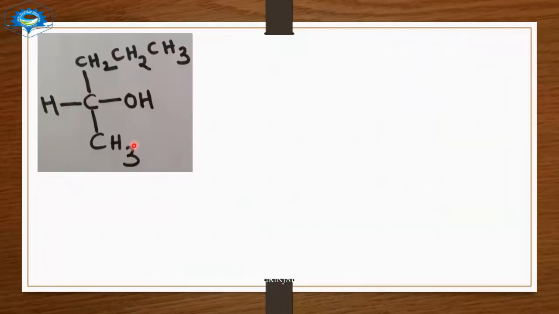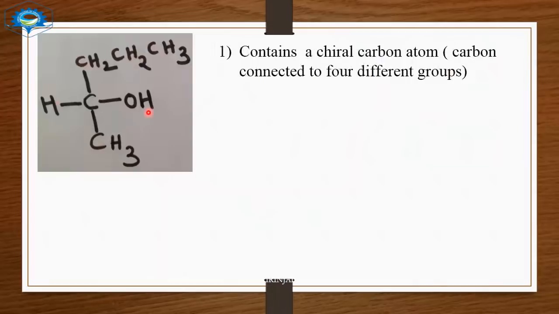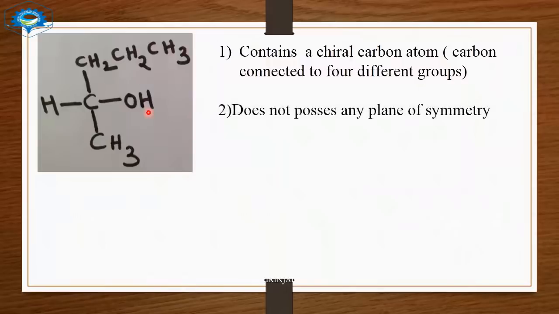So we are going to check the optical activity, that is, we are going to check the three conditions. First condition, there should be one chiral carbon atom. This carbon is connected to hydrogen, CH3, OH and CH2CH2CH3. So all four groups connected to the carbon are different. So it contains a chiral carbon atom. First condition satisfied.